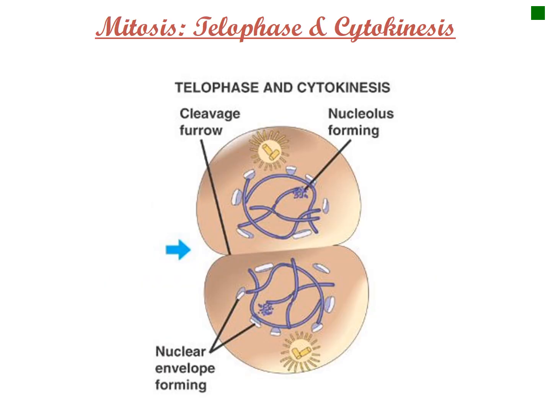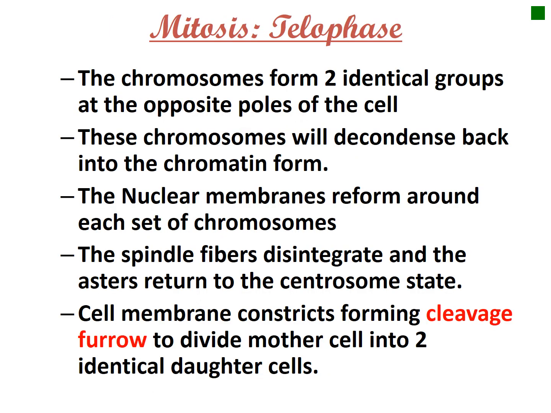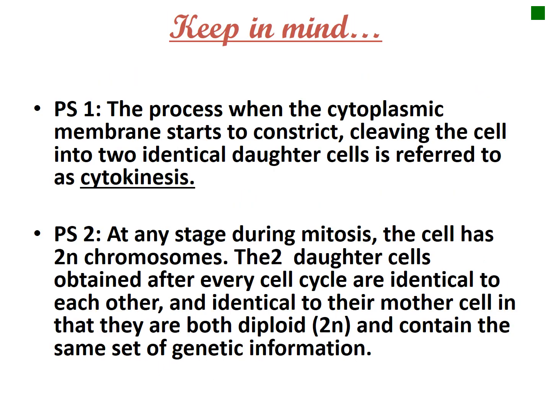The last phase of mitosis is telophase and cytokinesis. In telophase, the chromosomes form two identical groups at the opposite poles of the cell. These chromosomes will decondense back into the chromatin form. The nuclear membrane reforms around each set of chromosomes. The spindle fibers disintegrate and the asters return to the centrosome state. The cell membrane constricts, forming what is known as the cleavage furrow that divides the mother cell into two daughter cells. You have to know that the process when the cytoplasmic membrane starts to constrict, cleaving the cell into two daughter cells, is called cytokinesis.